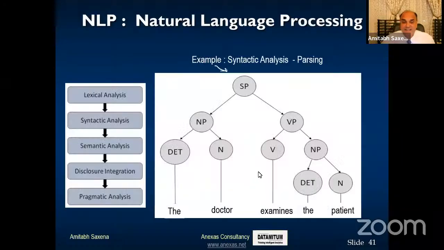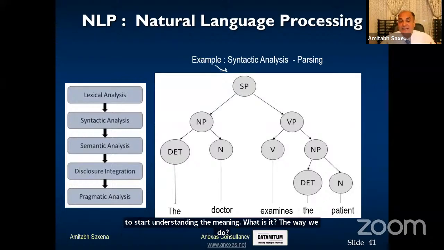The agent will find out where the noun phrase is and where the verb phrase is, and it will start understanding the meaning. That is the way we do that.